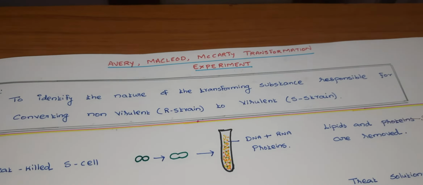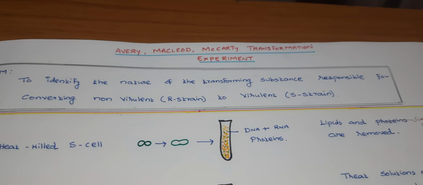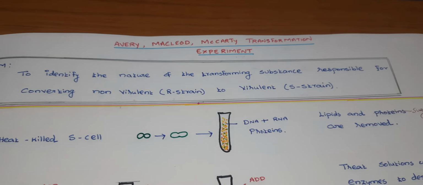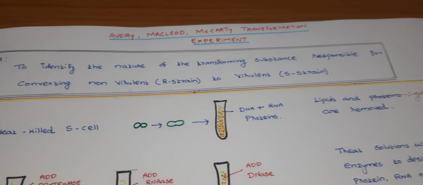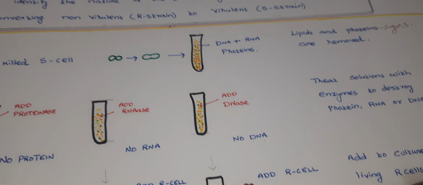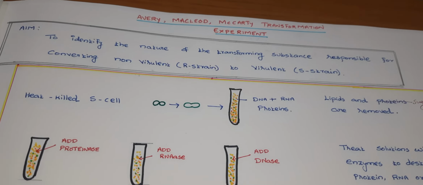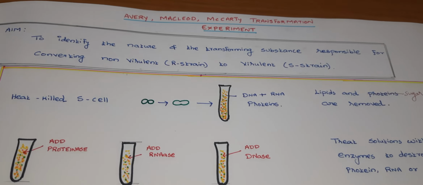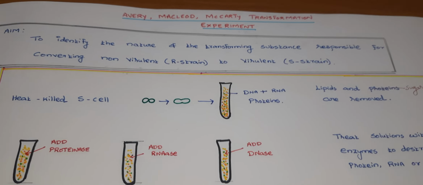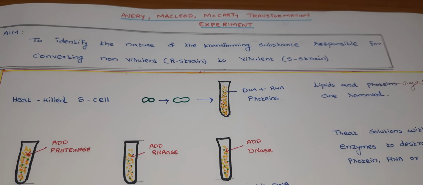Further, we need authentication that DNA is the genetic material. Earlier, the scientists were not convinced that this experiment proved DNA as the genetic material. So the next experiment for final authentication that DNA is the genetic material is the Hershey-Chase experiment, which we are going to study in the next class.